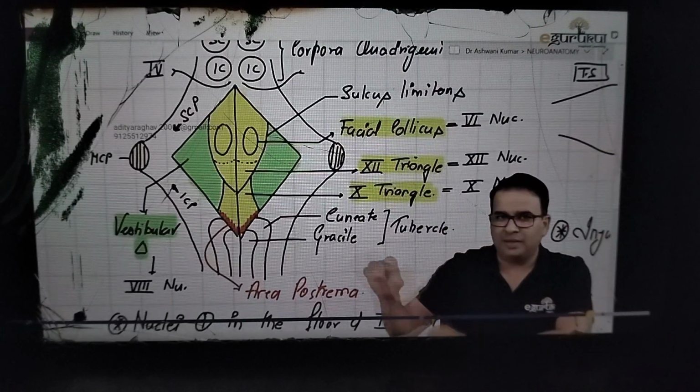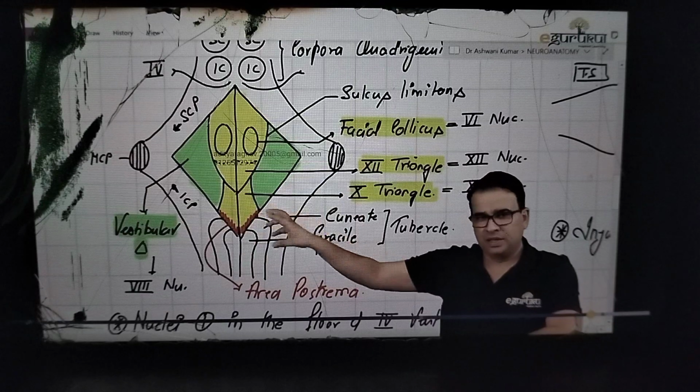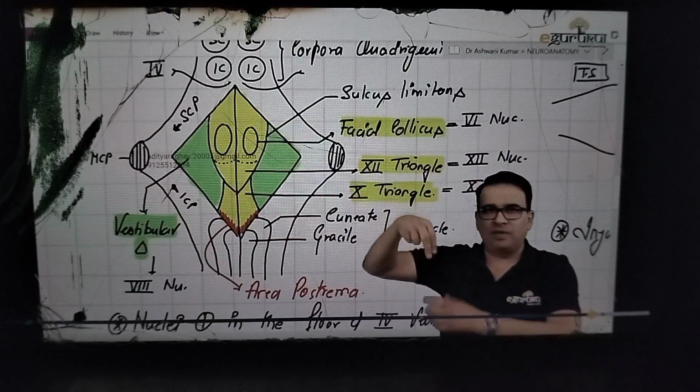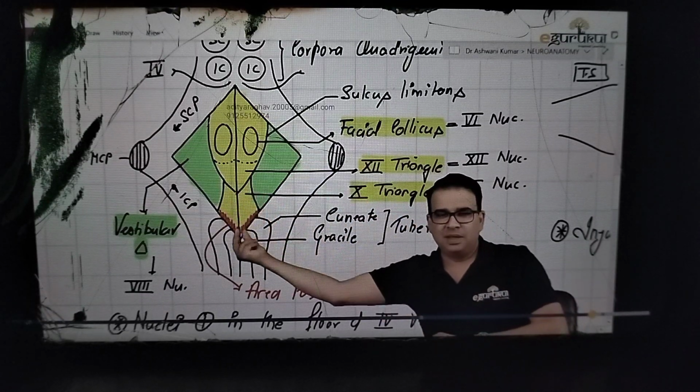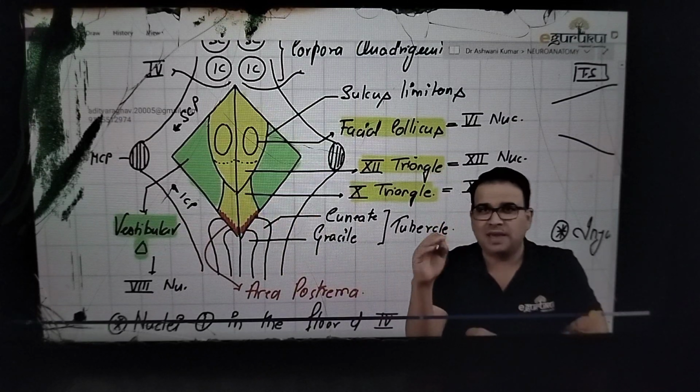One more term if you want to add here: if you look at the entire inferior angle of the fourth ventricle, its shape looks like a nib of an ink pen. Can you see it looks like a nib of an ink pen in this lower part here? And that's why the inferior angle of the fourth ventricle is also regarded as calamus scriptorius.